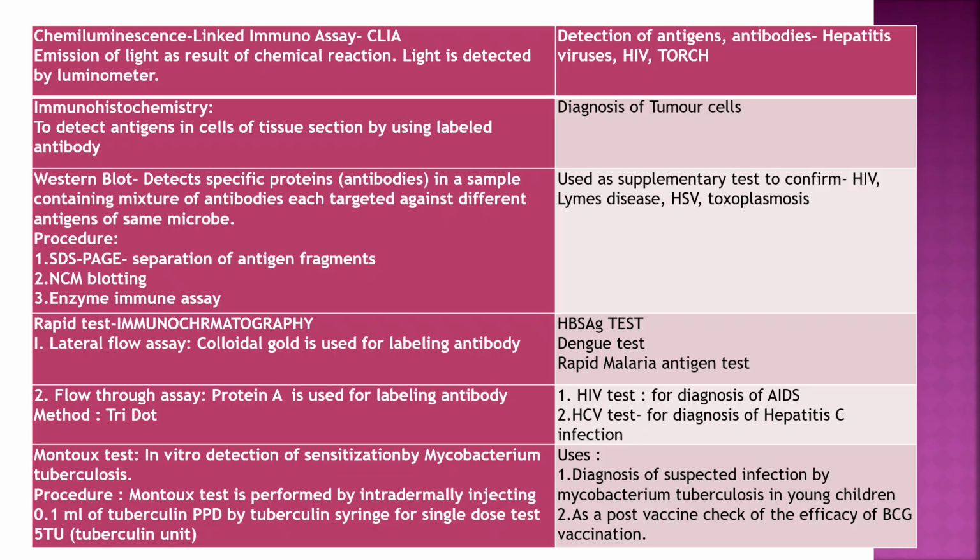Mantoux test, in vivo detection of sensitization by Mycobacterium tuberculosis. The Mantoux test is performed by intradermally injecting 0.1 ml of tuberculin PPD with a tuberculin syringe. For single dose test, 5 TU is used. Uses: diagnosis of suspected infection by Mycobacterium tuberculosis in young children, and as a post-vaccine check for the efficacy of BCG vaccination.